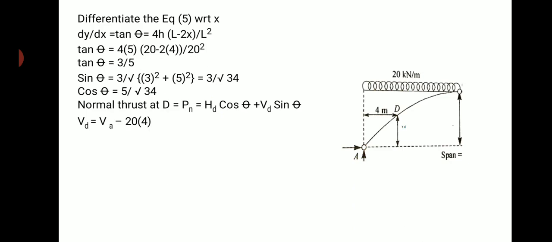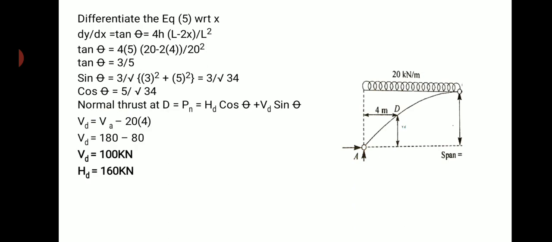So I need to calculate VD here. From A to D, if I consider the VD value, only two forces are acting in the vertical direction. One is VA and another is 20 kilonewton per meter, which is acting over the 4 meter span distance. So VA is acting in the upward direction, hence it is taken as positive. So minus 20 into 4. Therefore, this summation will give the value of VD. So VA is 180 minus 80, it will be equal to 100 kilonewton.